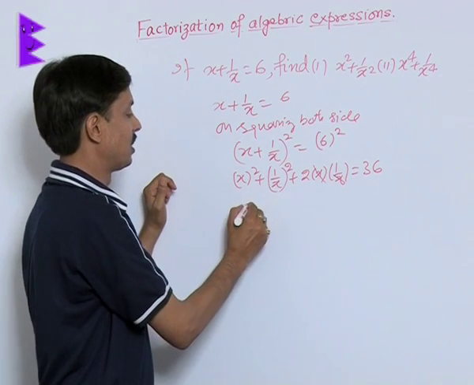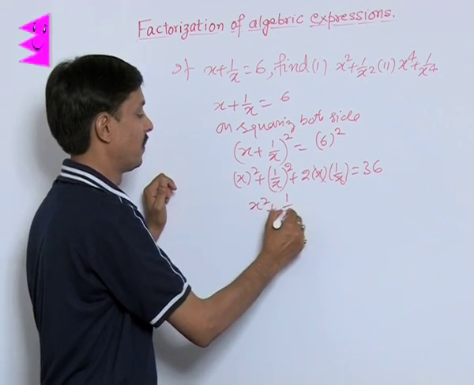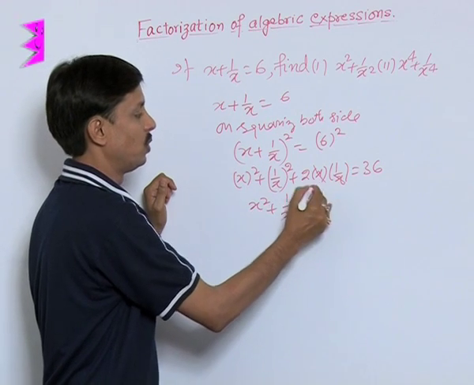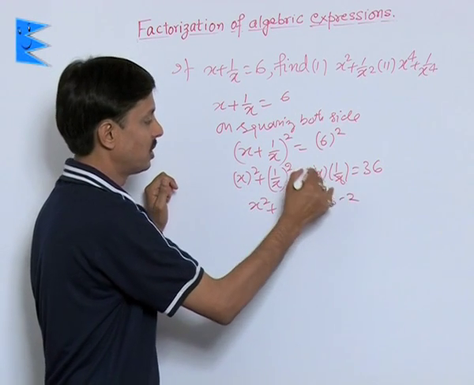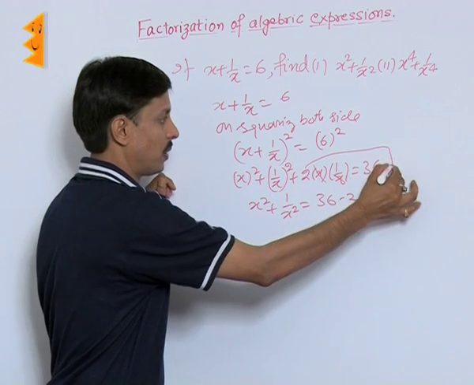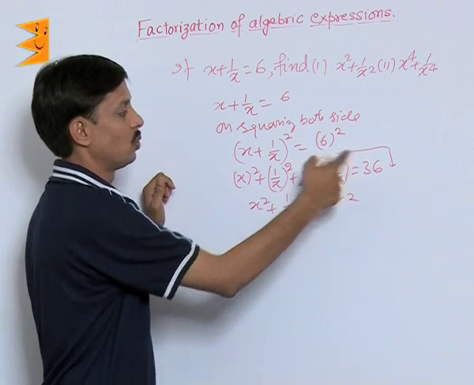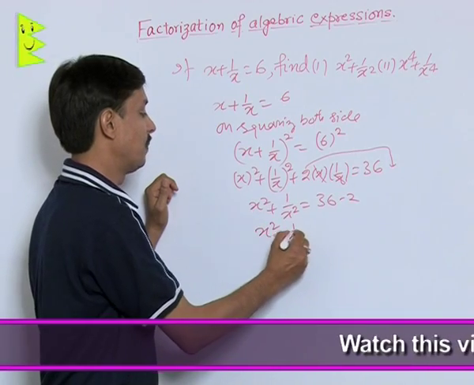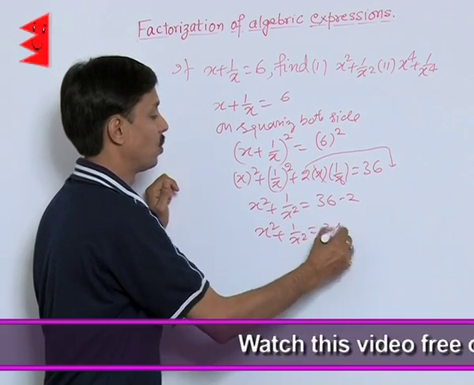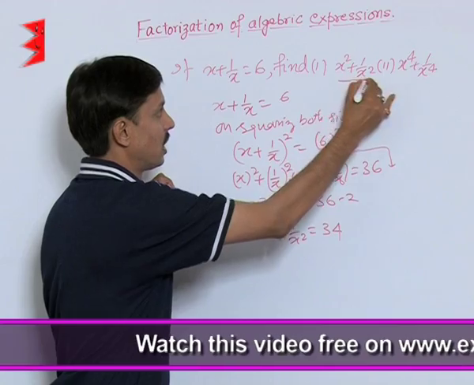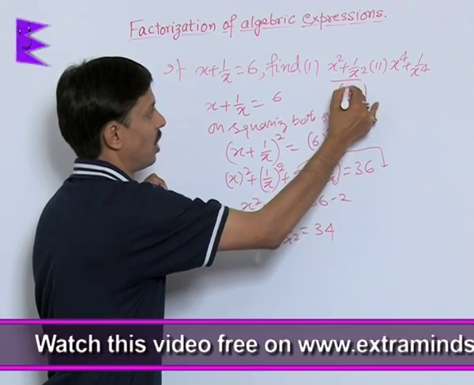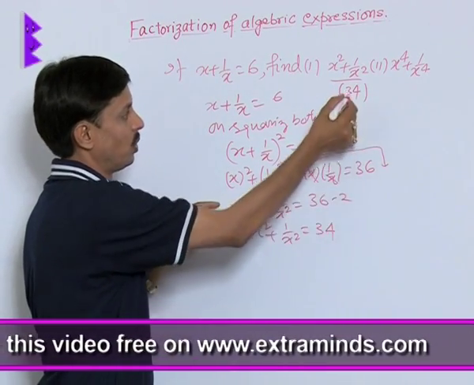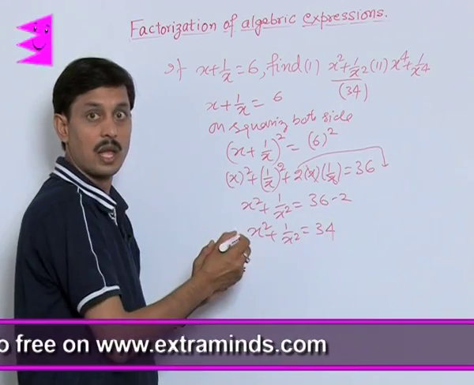x and x get cancelled. This becomes x square plus 1 upon x square is equal to 36 minus 2. This 2 is shifted here, it was plus 2, so this becomes minus 2. This becomes x square plus 1 upon x square is equal to 34. So the answer of the first part is what? 34. You can verify.